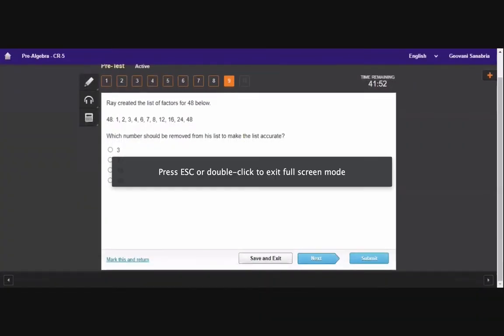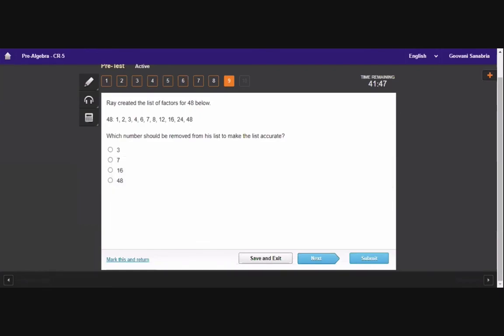So like this one right here. Ray created a list of factors. Which number should be removed from the list? Okay. Yeah, factors divide. So factors of 48 should divide 48 evenly. So 48 divided by 1, that's 48, so that works. 48 divided by 2 is 24. You just try them and see which one doesn't divide it evenly.